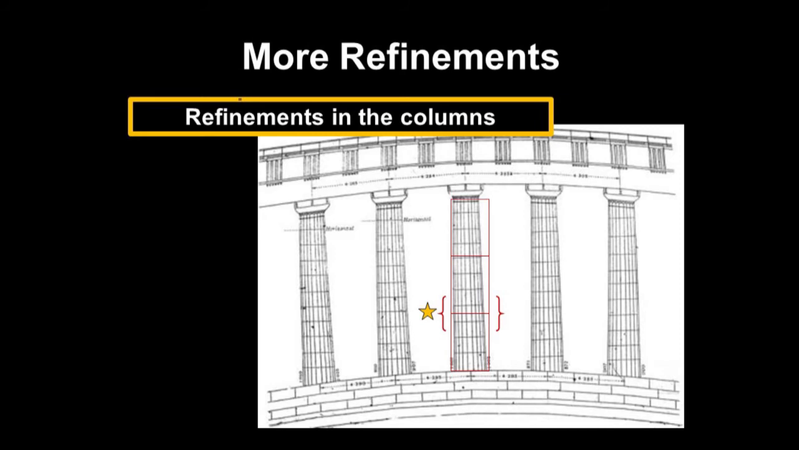Another refinement in the columns is that they are widest about 1/3 of the way up, kind of where you see those brackets in the star. And though you'll see some of these columns up close in the architecture challenge, sometimes it's helpful to see a drawing as proof of the refinements.